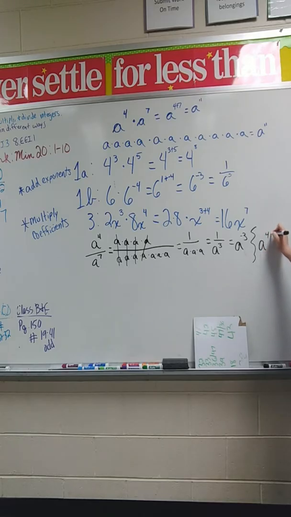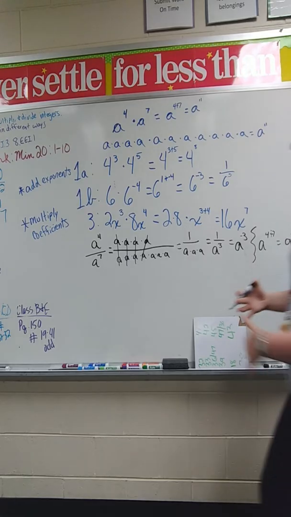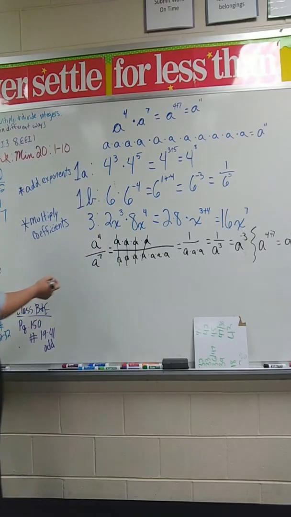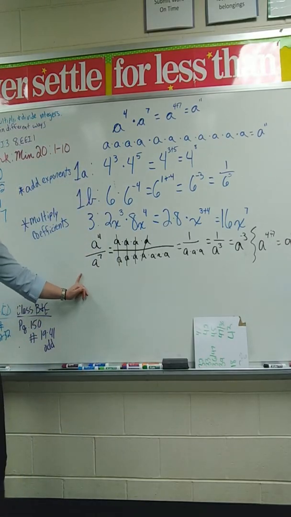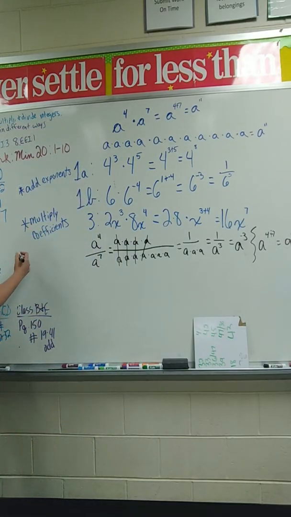Could I also say a to the 4 minus 7, which equals a to the negative 3rd? Because we would KCA this and get negative 3. So, when we are dividing, we are going to keep our base. We subtract the exponents.